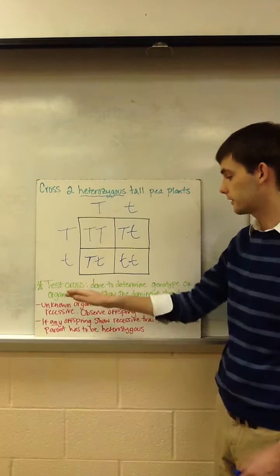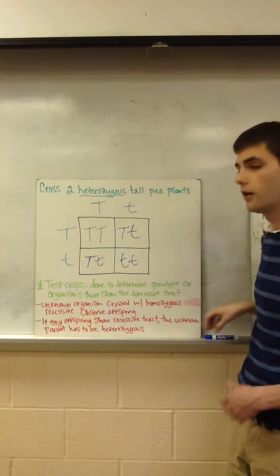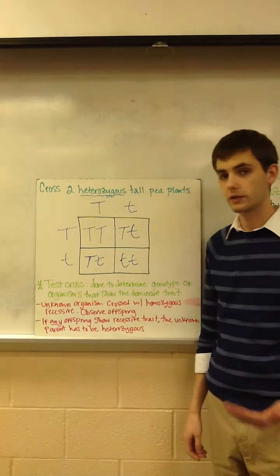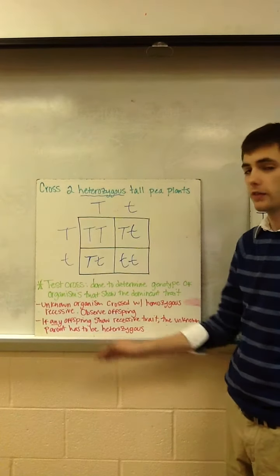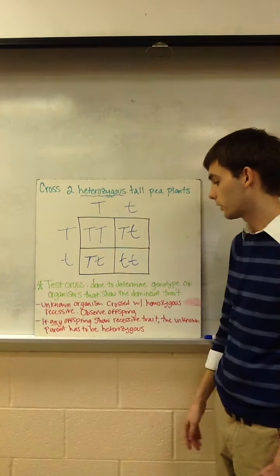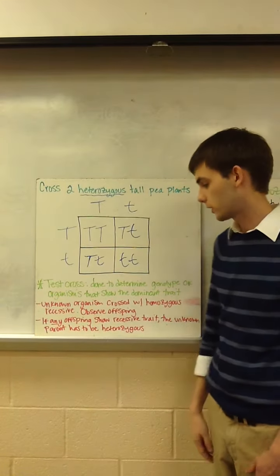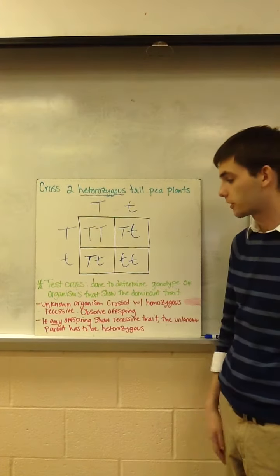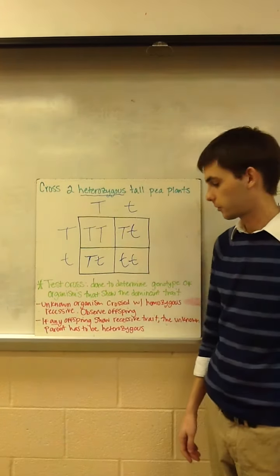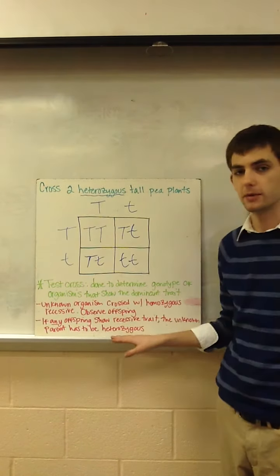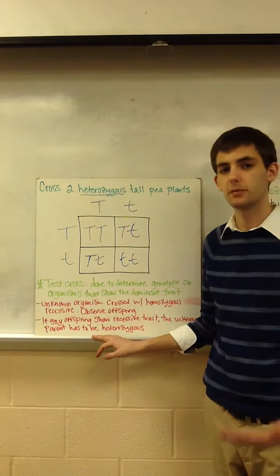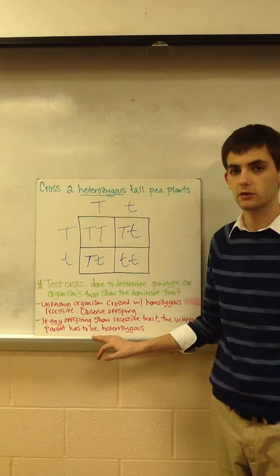A test cross is done to determine the genotype of an unknown organism that shows the dominant trait. So we set up a Punnett Square with a test cross, and the unknown organism must be crossed with a homozygous recessive trait, and you will observe the offspring. If any of the offspring show the recessive trait, the unknown parent has to be heterozygous, because they have to be able to give a recessive trait to the offspring.